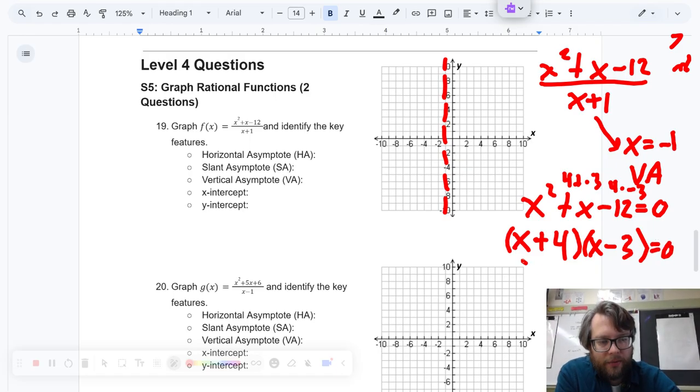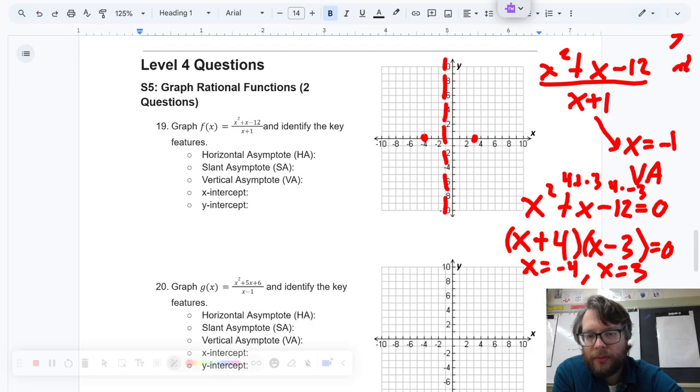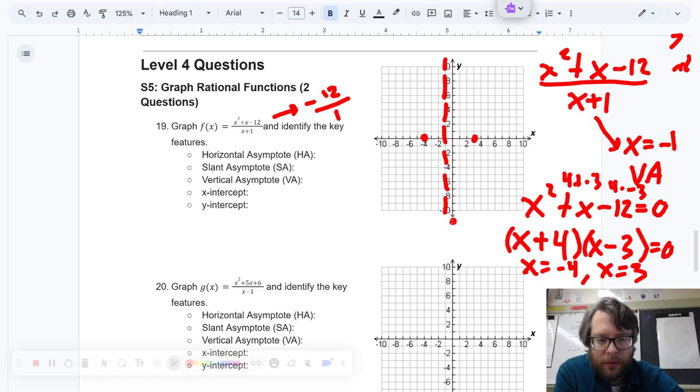So now because I have it factored, I can see that there's 2 different x-intercepts. When x is -4 or when x is positive 3, then my graph is going to equal 0. My y value is going to equal 0. So I can put those dots in there. If I plug in 0 for x, I end up getting -12 over 1, the ratio of the constants. So -12 would be right down here. I can't quite fit it on my graph.